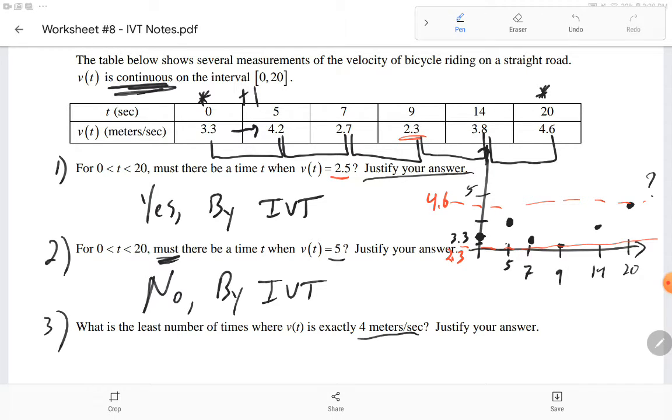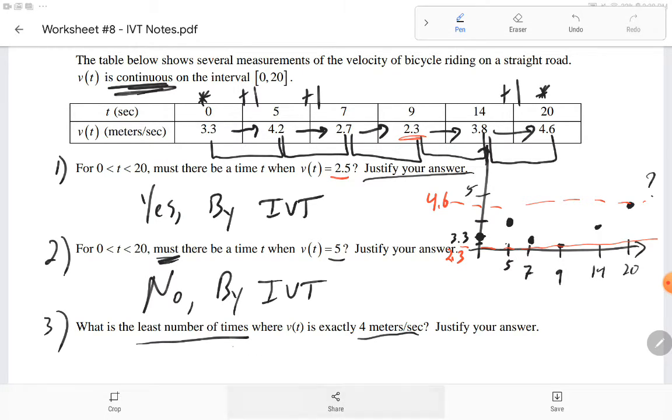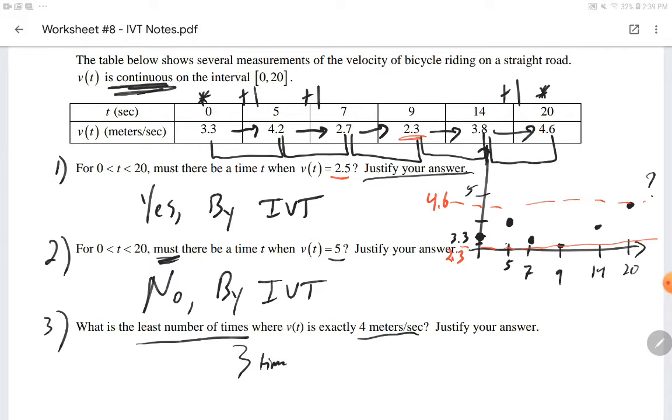Then we look at the next interval. From 4.2 to 2.7, will you cross 4? The answer is yes. On the next interval, from 2.7 to 2.3, will you cross 4? You don't know, so we say no, just to be sure. From 2.3 up to 3.8, do you hit 4? No. Then what about from 3.8 to 4.6? This one is yes. So to answer this question, the least number of times has to be 3. 3 times where v of t equals 4.